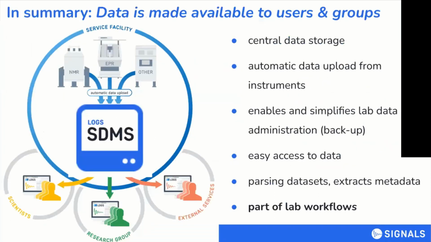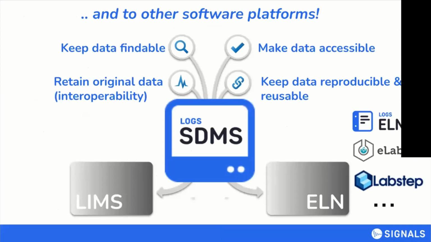Okay, so summing that up a little bit, we've got the scientific data management system. We gather it up, we hoover it up, if you will, and we keep it ready for scientists, maybe for other research groups, etc. So that's for the people. But I think what's really important is that we make data available to other software platforms as well, right? And that could be LIMS or other ELNs. And of course, we are always going to throw our hat in the ring for this. We have an ELN as well.